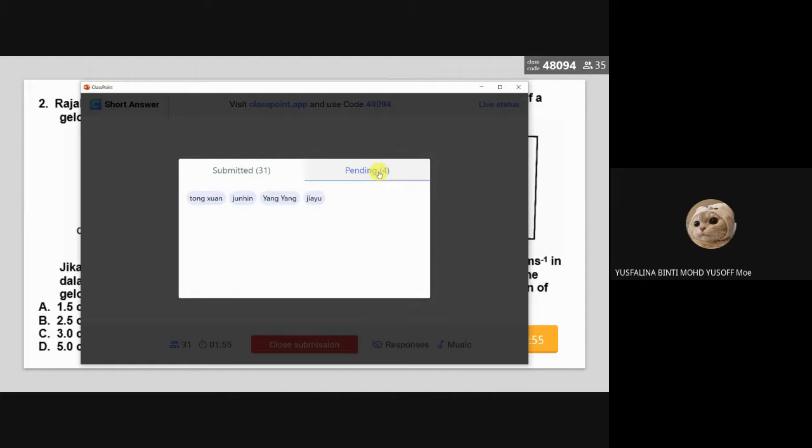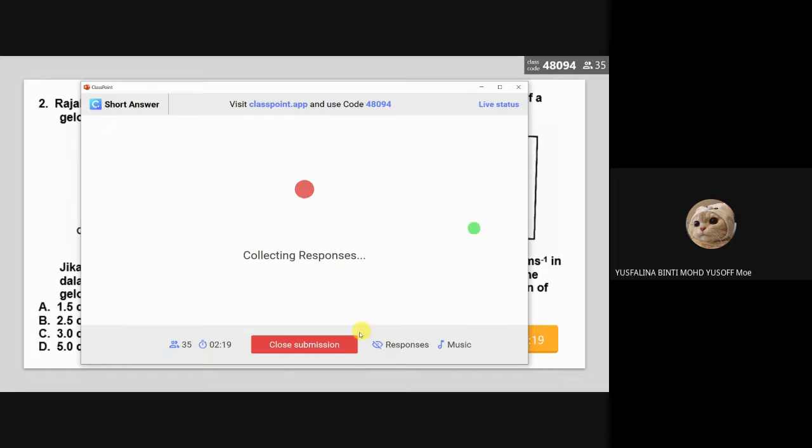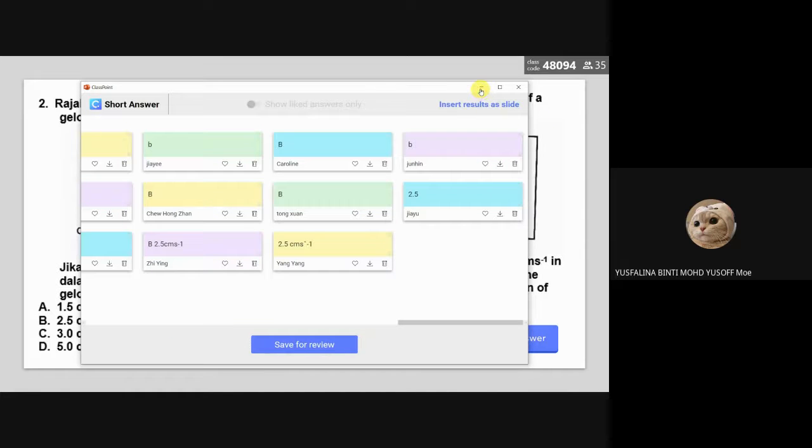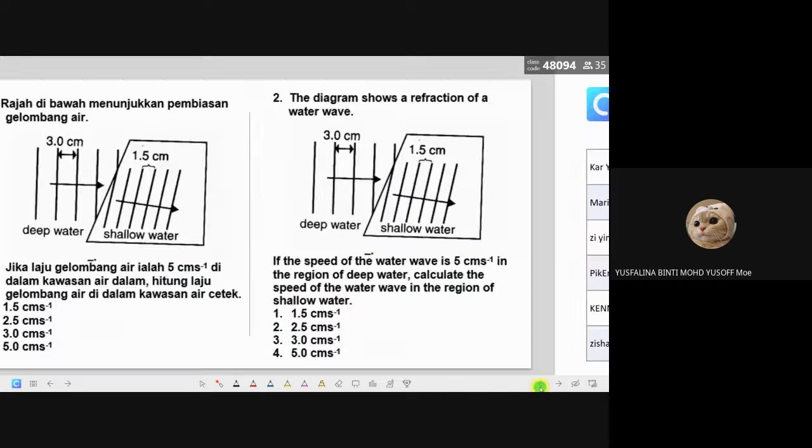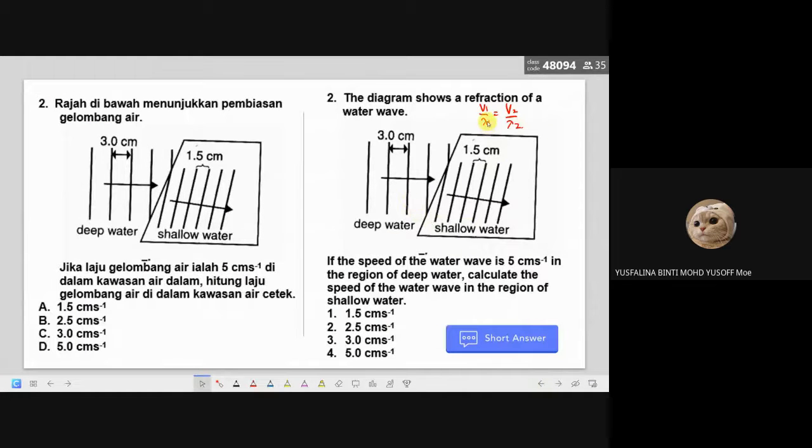Let's check. Tonzuan, Junhin, Yang Yang, and Jiayu. Right, very good. So let's check the answer. I put V1 lambda 1 for the deep water, while V2 lambda 2 is for the shallow water.